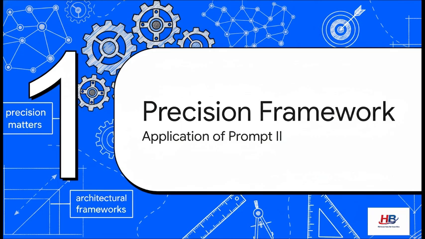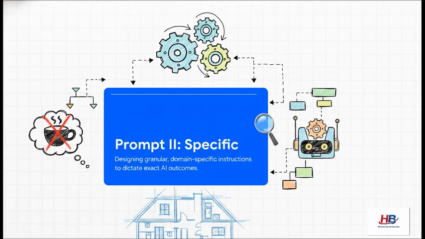The Precision Prompting Framework, or the Application of Prompt to Specific. So what is this exactly? By definition, it's the architectural framework of designing highly granular, domain-specific instructions to dictate exact AI outcomes. In plain English, we aren't just casually chatting with AI anymore. We're actively architecting the results we want.